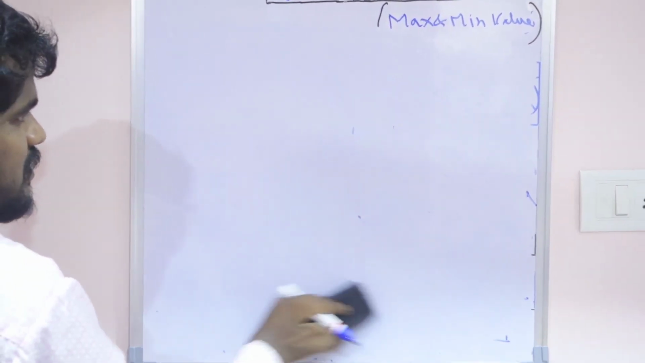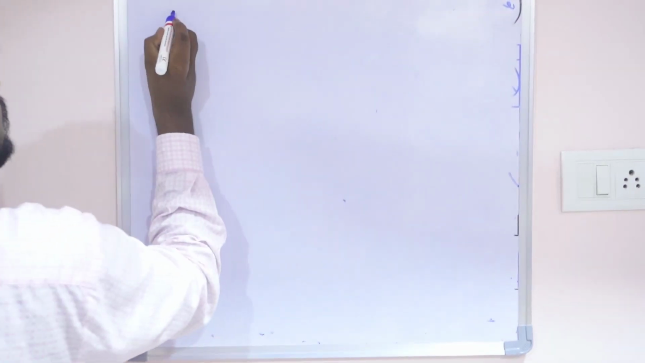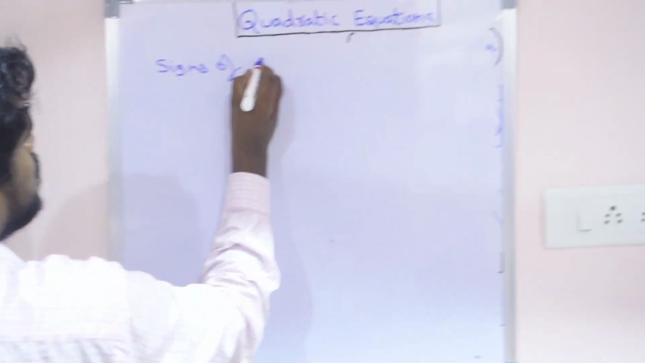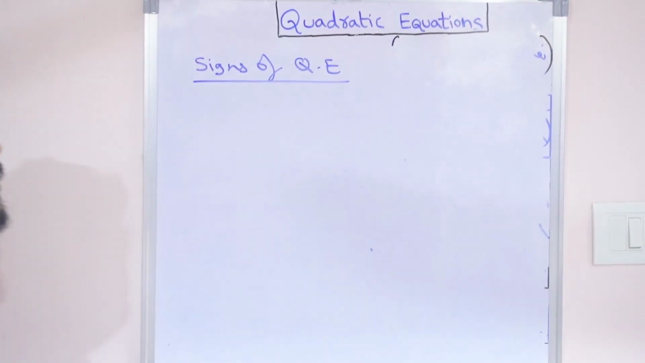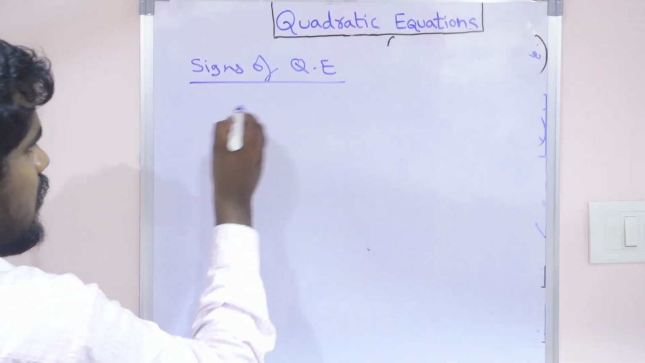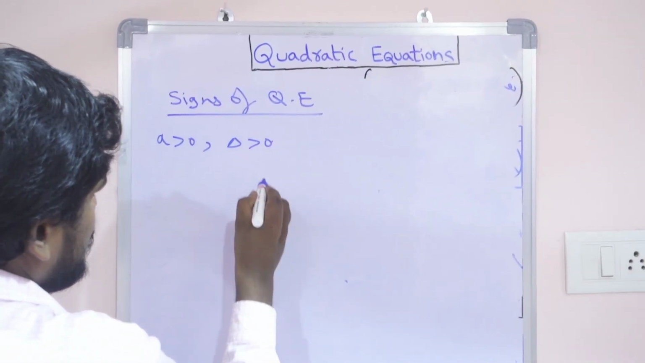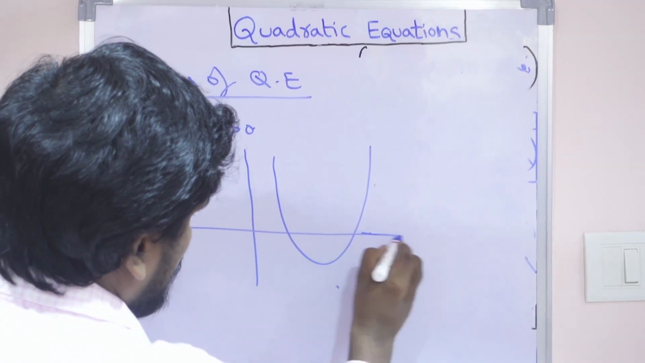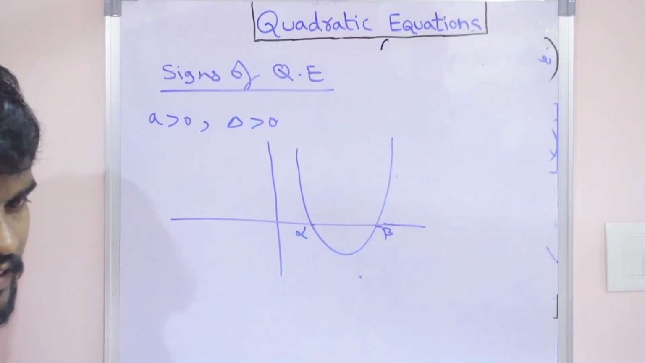Signs of the quadratic expression. So signs of the quadratic expression means, signs of the quadratic equation otherwise. If a greater than 0 and delta also greater than 0, I am taking this case here. For example, I am taking here, this is alpha and this is beta.